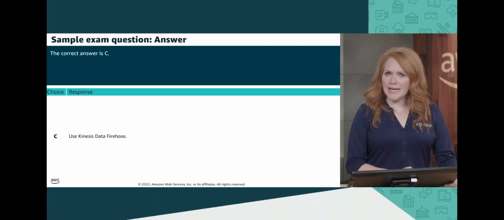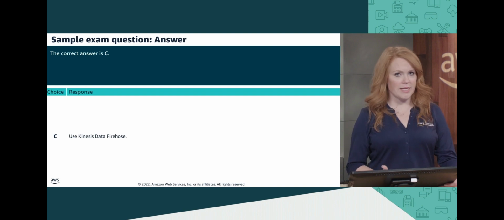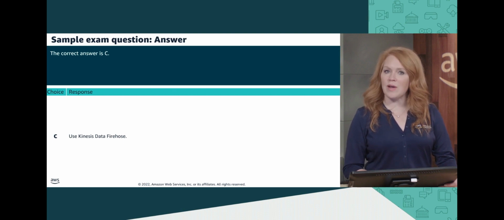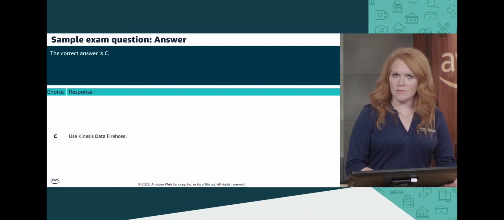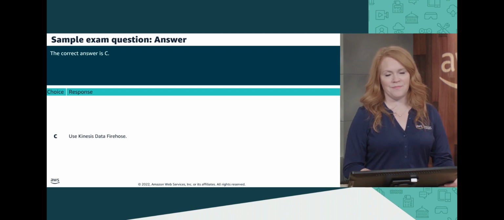The correct answer is C. The data engineer could build a consumer for Kinesis data streams to perform the transformation by using the Kinesis Client Library, or KCL, but this is not a low-code option. This solution also wouldn't enable saving data directly to Amazon S3. This means neither choice A, use Kinesis data streams, or D, use the KCL, is the best option.